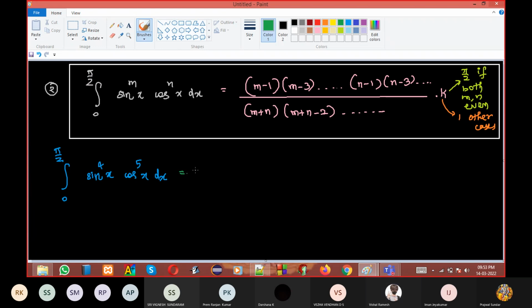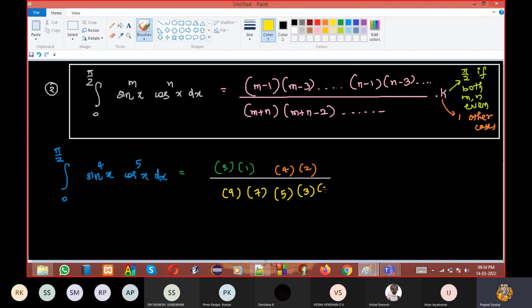3 into 1. You write 4 into 2. And denominator 9 into 7 into 5 into 3 into 1. k is 1, because the only time this will be pi by 2 is if both are even. Even if one is odd, it's not pi by 2. Cancel. Anything else you can cancel? No. So 8 by 315. So this formula you should know.